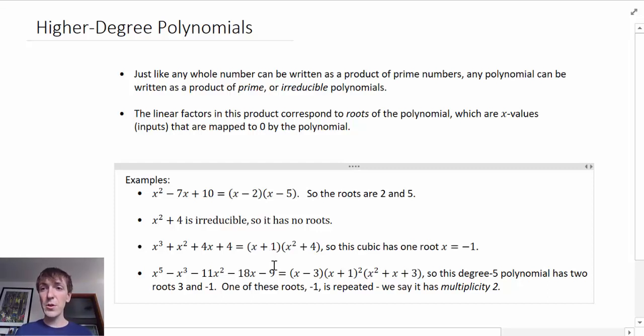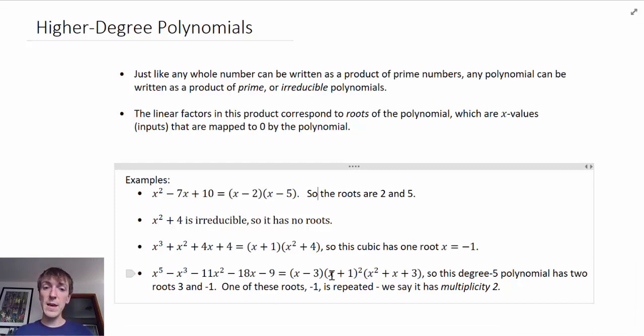All right, and lastly, I'll show you this big one that I just made up. This is a degree 5 polynomial, and I claim that this is the final factorization, and that it doesn't factor any more than this because this quadratic is irreducible. So if that's true, then this polynomial has 2 roots, x equals 3 and x equals minus 1. This root over here, notice that it's squared, and when that happens, we say that this root minus 1 is repeated. That's the definition of a repeated root.